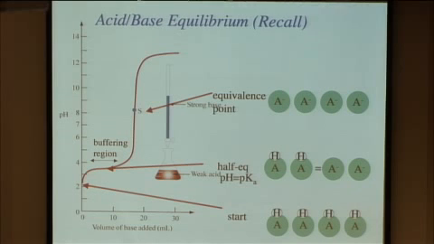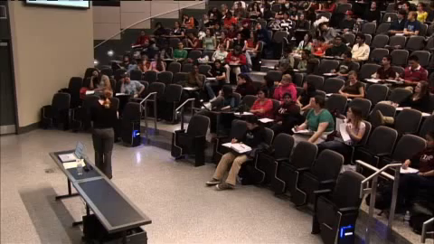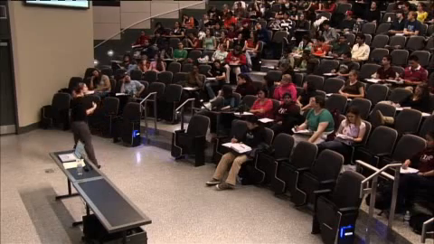Again, in a buffering region, you have quite a bit of weak acid and quite a bit of conjugate base, so it can buffer. If strong acid is added, it can be used up. If strong base is added, it can be used up without changing the pH very much. So that's a buffer, and the pH curve is flat in that buffering region. When you think about this, at pHs below the pKa, you're going to be more protonated, and at pHs above the pKa, you'll be more deprotonated.